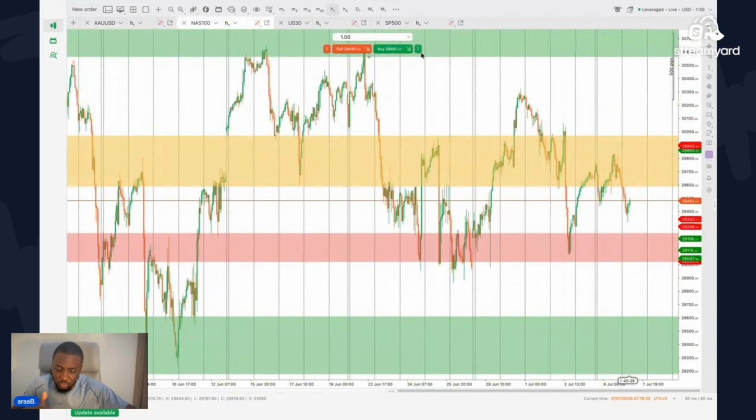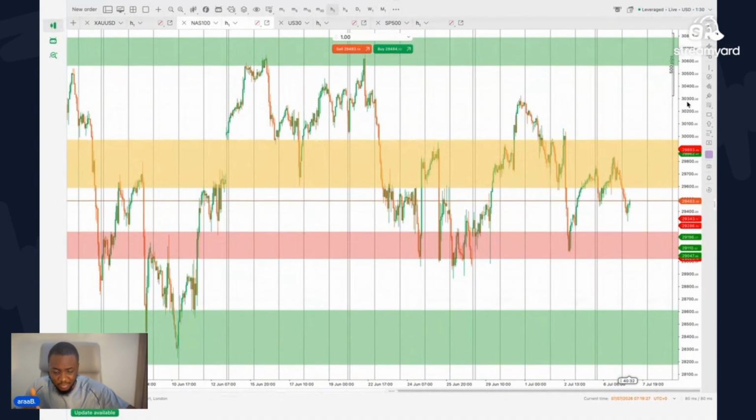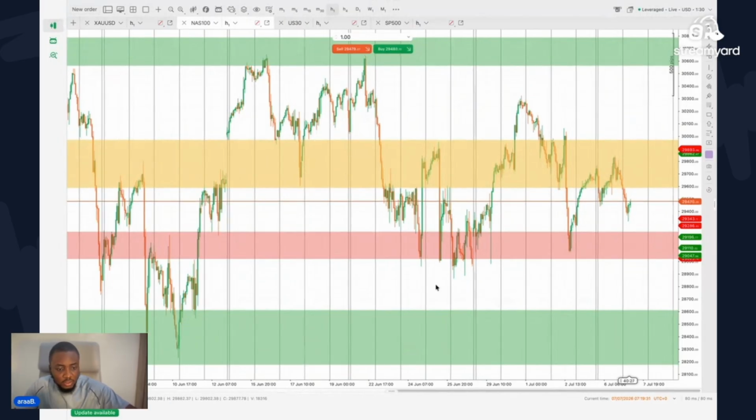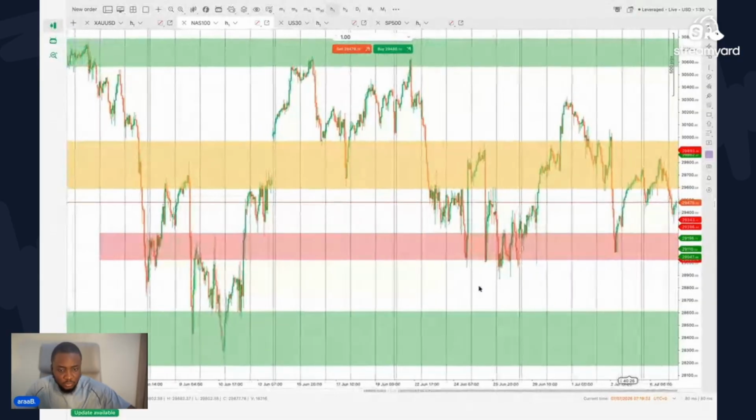I marked these zones because these are some of the key zones I've noticed in the market. I mark my zones every first of the month. So this was the beginning of this month that I marked it. So let's talk about this zone.